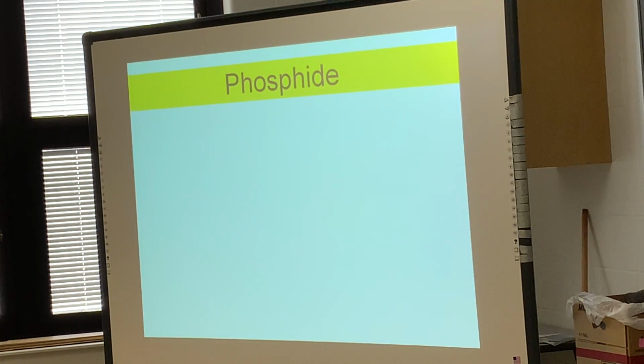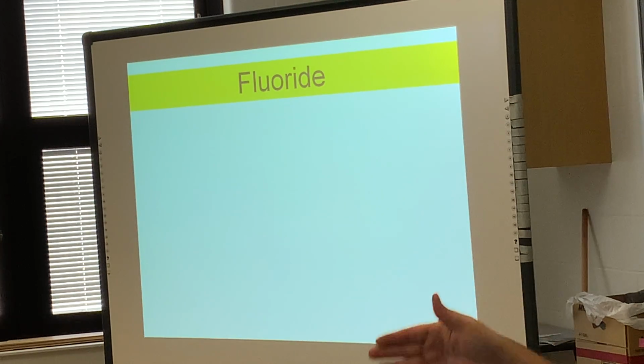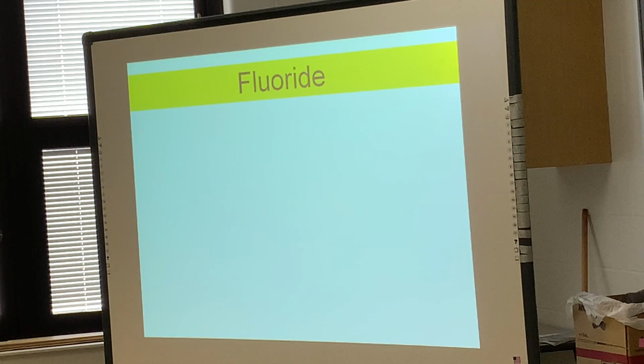Phosphide. That's P, negative 3. It's group 15, so it has a negative 3 charge. Cl negative 1? Chloride. Good. Fluoride? Group 17, so that's negative 1. Remember, 0, negative 1, negative 2, negative 3, negative 4.